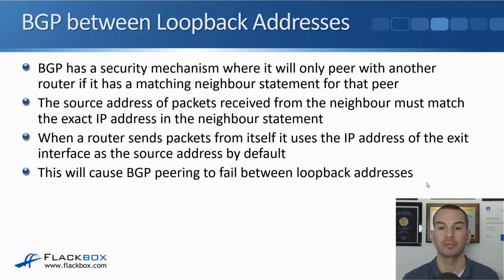When a router sends packets from itself, it uses the IP address of the exit interface as the source address by default. This is not just for BGP, this is for all traffic. Like if you send a ping from the command line on the router, the source address will be the address of the interface that the packet goes out of. It's a router, so it's going to have multiple interfaces and multiple IP addresses. Whenever the router sends traffic from itself, it uses the source address of the interface it went out of. And this is going to cause BGP peering to fail between loopback addresses if we don't do something about it.